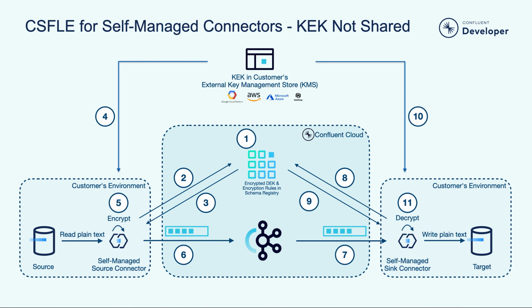The main difference between the shared and not shared key encryption key options is that when the key encryption key is not shared with Confluent Cloud, it's your responsibility to retrieve it and decrypt the data encryption key with it. This step is required on both the producer and the consumer side in steps 4 and 10, so they can perform the encryption and decryption of your data. It's important to note that when you decide not to share your key encryption key with Confluent, you cannot perform stream processing operations in Confluent Cloud on any of your encrypted fields.